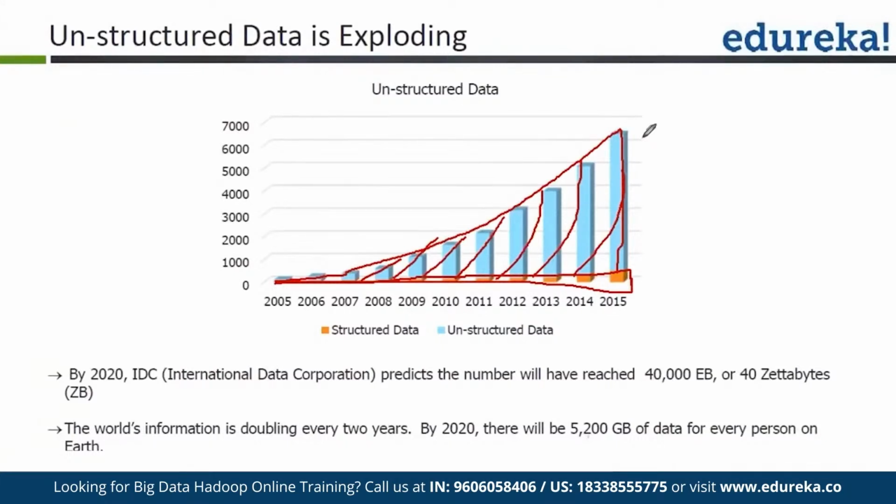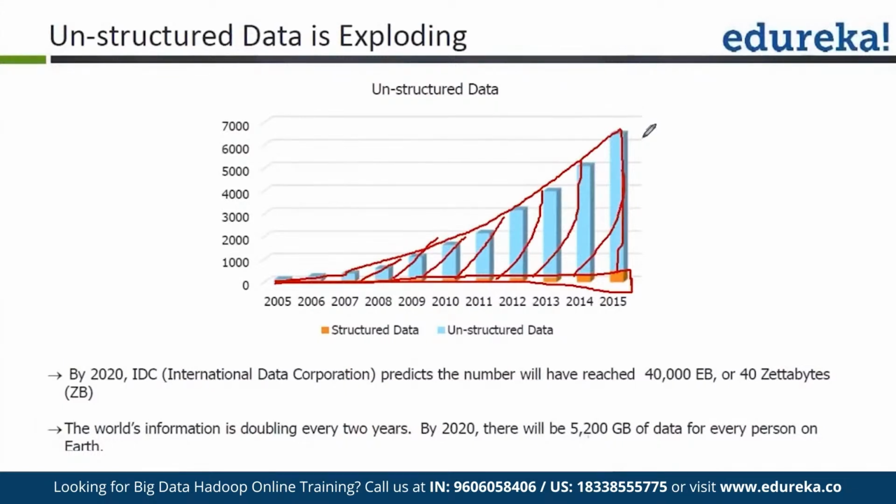So 2005 was where people went to Web 2.0, where people are talking about all the social media, all the mobile applications, everything was coming up. So it was a huge boom in the data management systems, right? So starting from 2005, you see an exponential growth in the data.